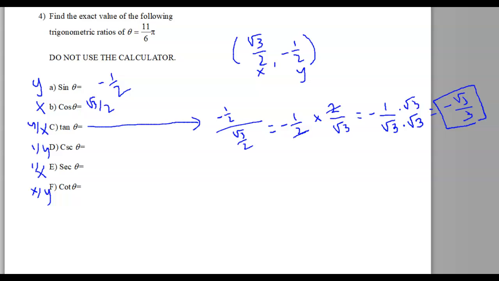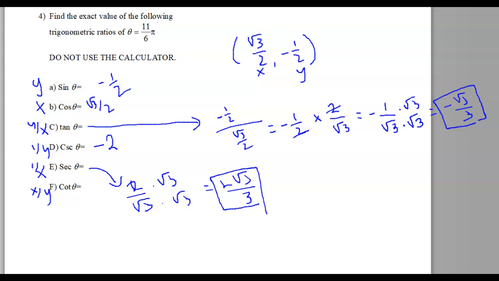Cosecant, let me just tell you an easy way. Yes, you can just do 1 over the y value, but really it's just going to be the reciprocal of that negative half. So it's going to be what? Just negative 2. Makes it a little easy, doesn't it? Now secant of theta is the reciprocal of square root of 3 over 2, so it'll be 2 over square root of 3. Just like the tangent one, we need to rationalize it to get 2 square root of 3 over 3 for the secant of theta. Last but not least, the cotangent.